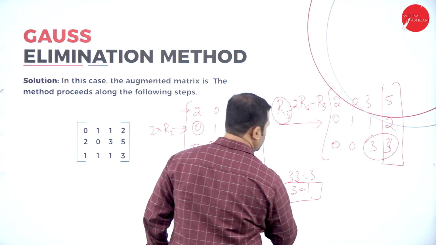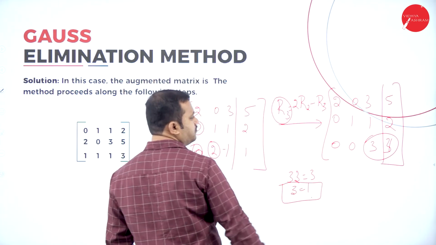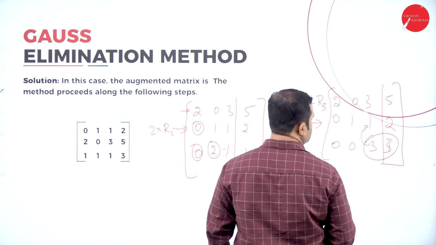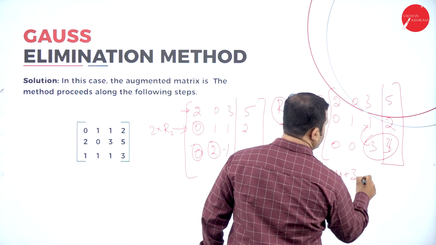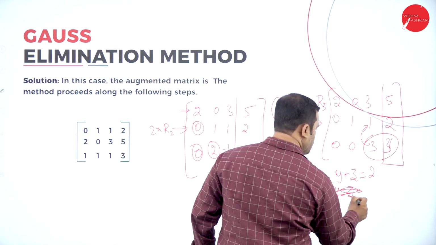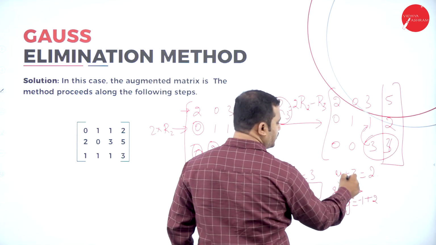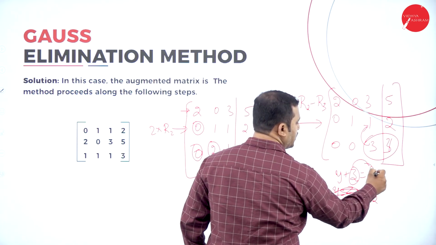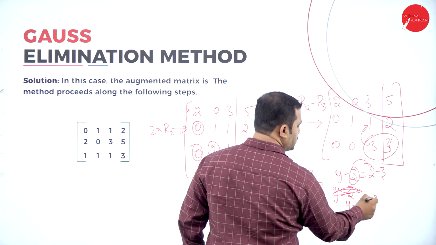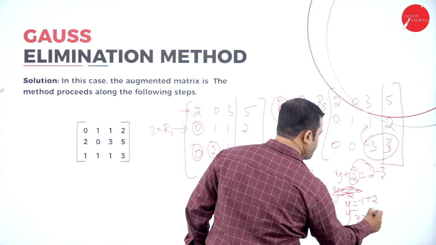I have got the value of 1 for the unknown variable z. Next, I will substitute this into this. That is y plus z equals 2. What is the value of z? y equals minus 1 plus 2. That is, I shifted z to the other side, so it becomes minus z. So it is minus 1 plus 2. 2 minus 1 is 1. That is, y equals 1.